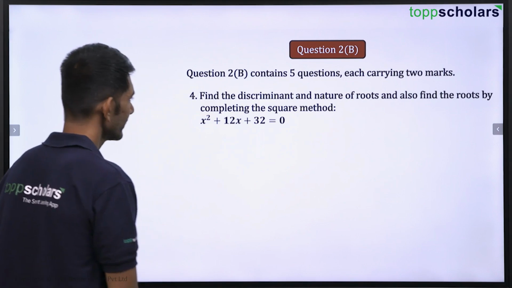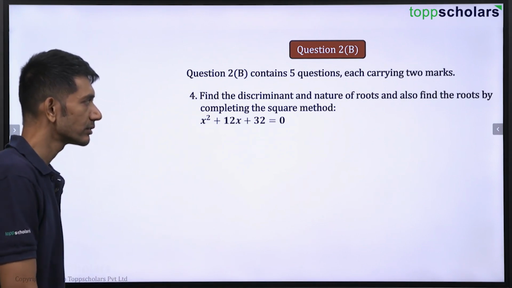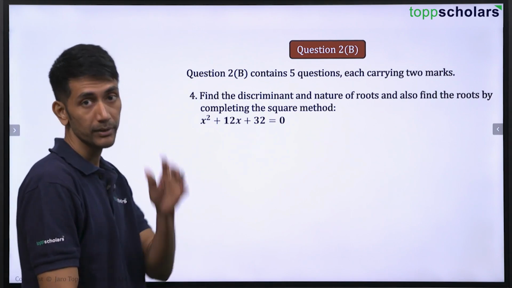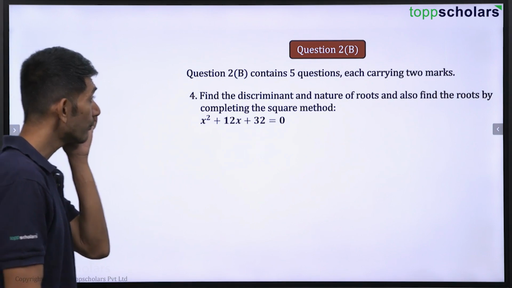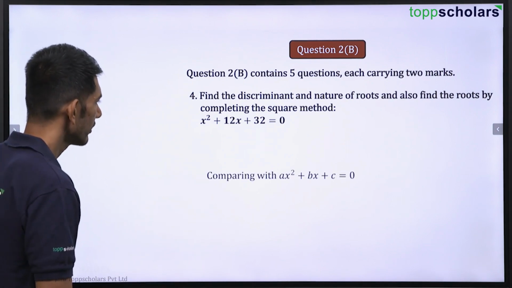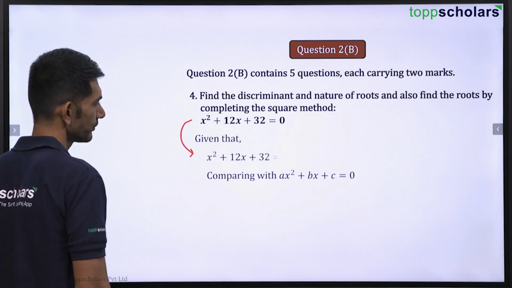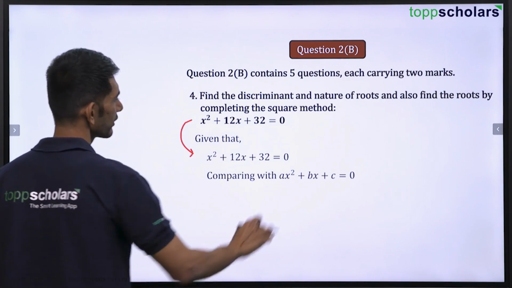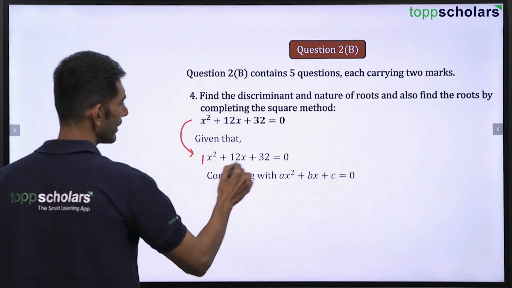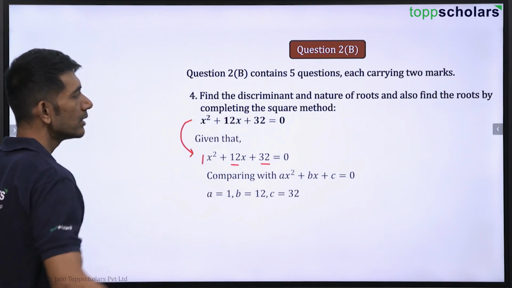So the next question says, find the discriminant and nature of roots and also find the roots by completing the square method. Okay, interesting. So find the discriminant. Discriminant is what? B square minus 4ac. So firstly, if I take this quadratic and if I compare it with ax square plus bx plus c is equal to 0, I get the value of a as 1, I get the value of b as 12, I get the value of c as 32. Let me write it down.